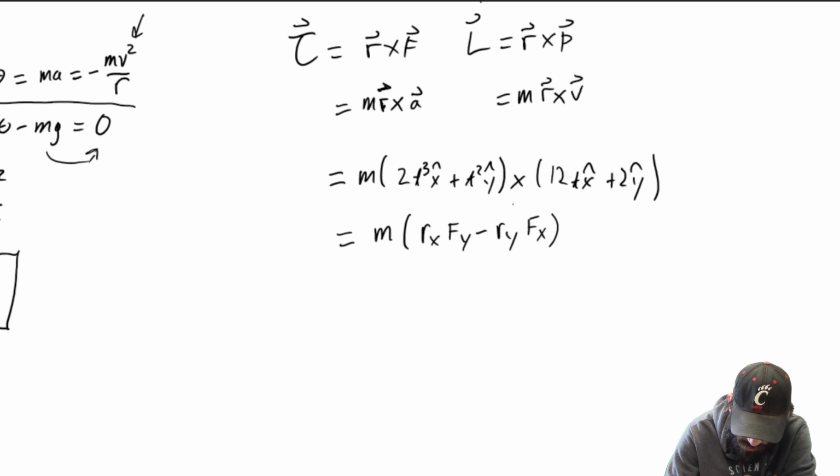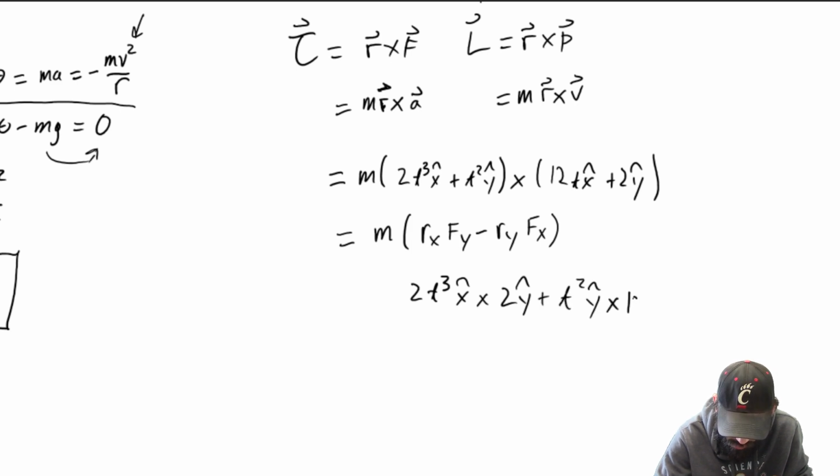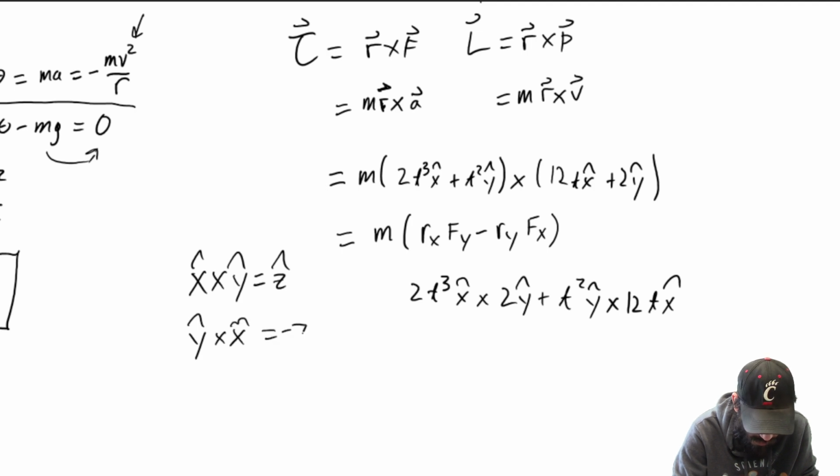So what I end up having is that any terms where x is multiplying x is going to be 0, and any term where y is multiplying y is going to be 0. So the only two terms I have are the cross terms. This is going to be 2t cubed x hat crossed with 2y hat, and then the other term is plus t squared y hat cross 12t x hat. X hat cross y hat we saw was going to be z hat. Y hat cross x hat is going to be minus z hat.